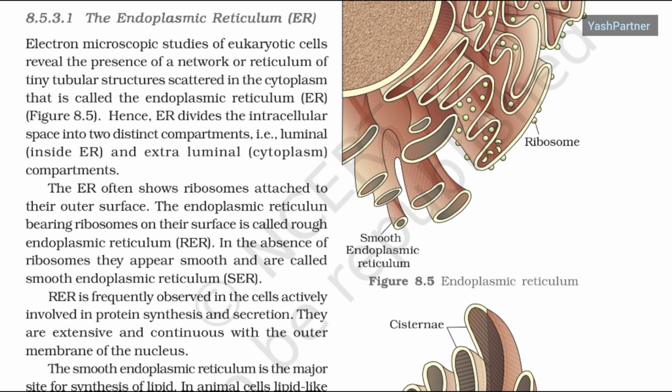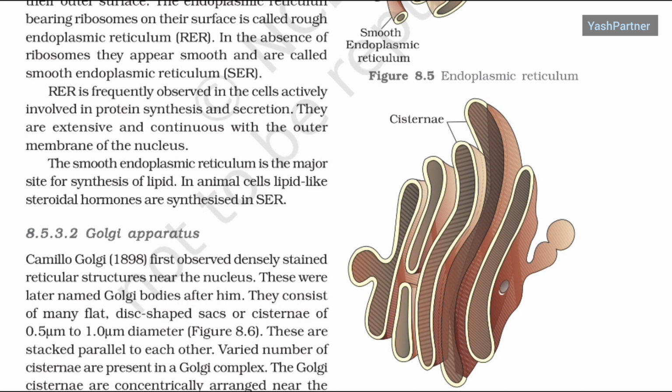RER is frequently observed in the cells actively involved in protein synthesis and secretion. They are extensive and continuous with the outer membrane of the nucleus. The smooth endoplasmic reticulum is the major site for the synthesis of lipid. In animal cells, lipid-like steroidal hormones are synthesized in SER.